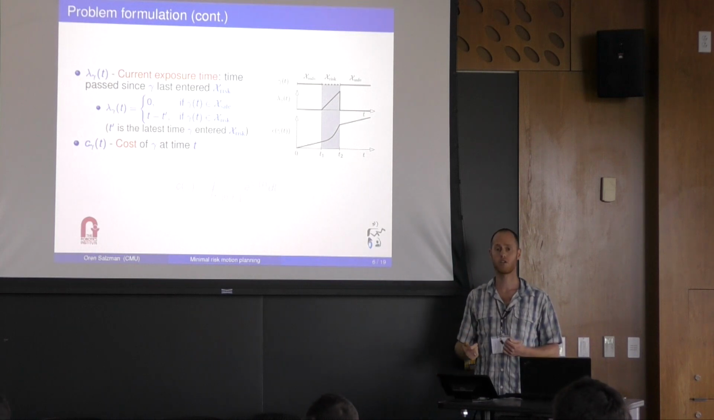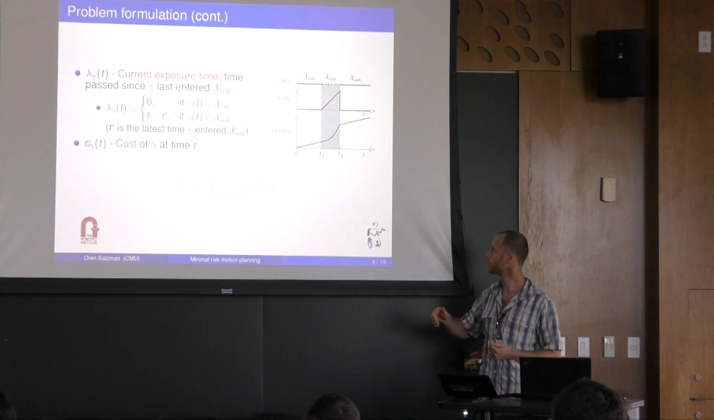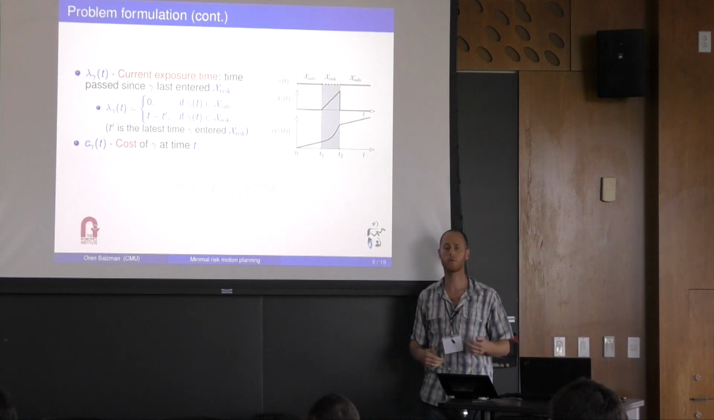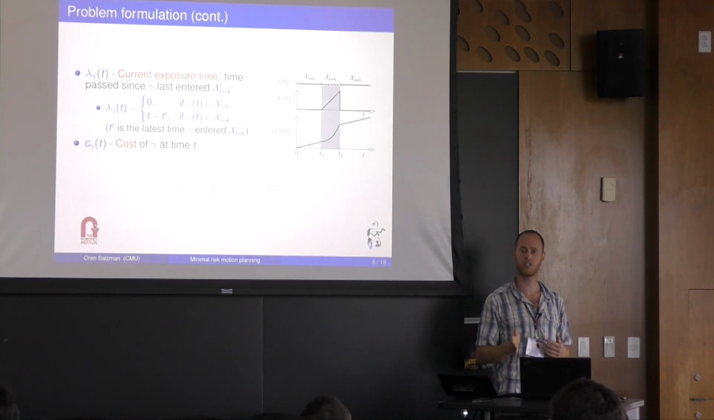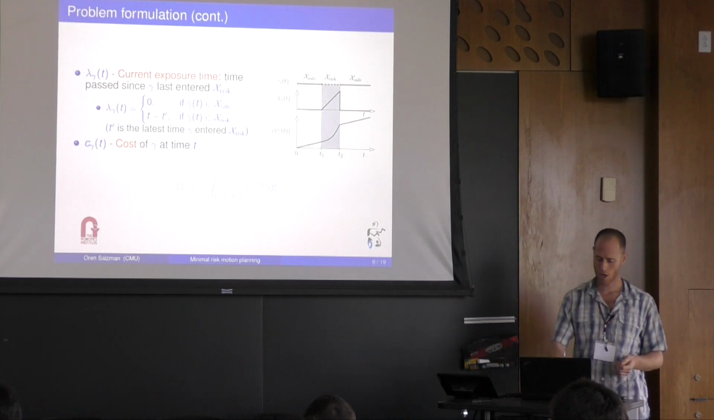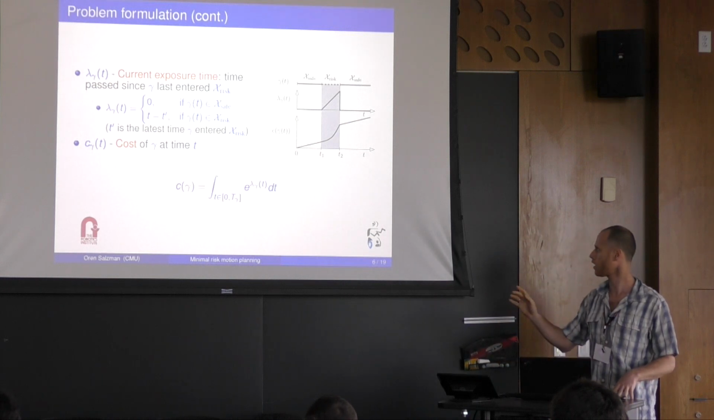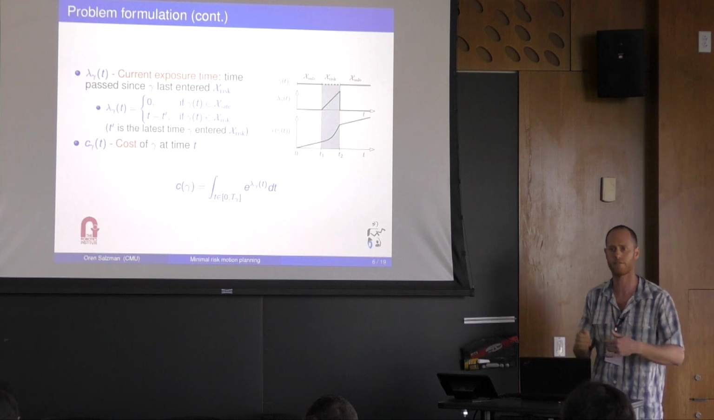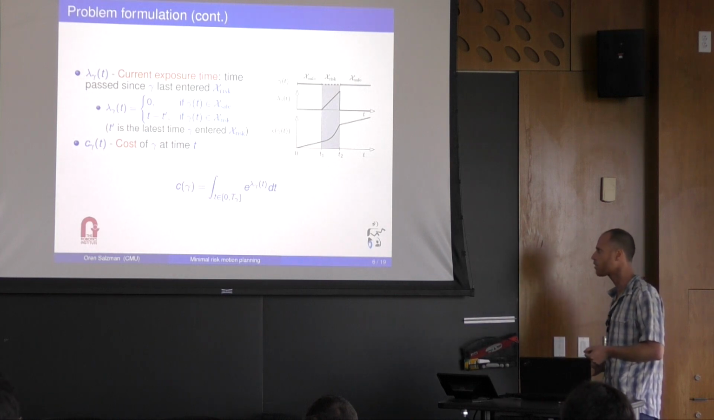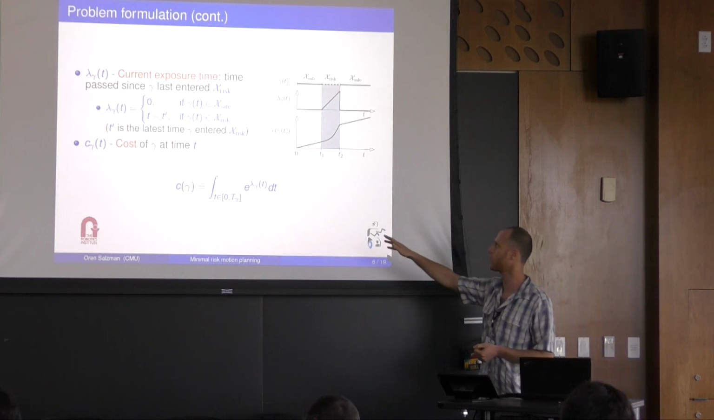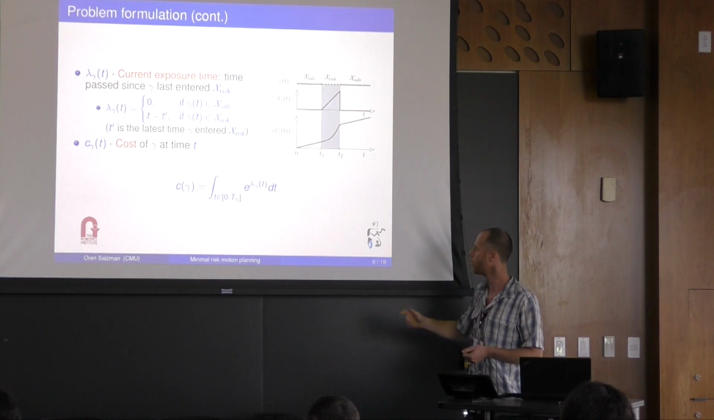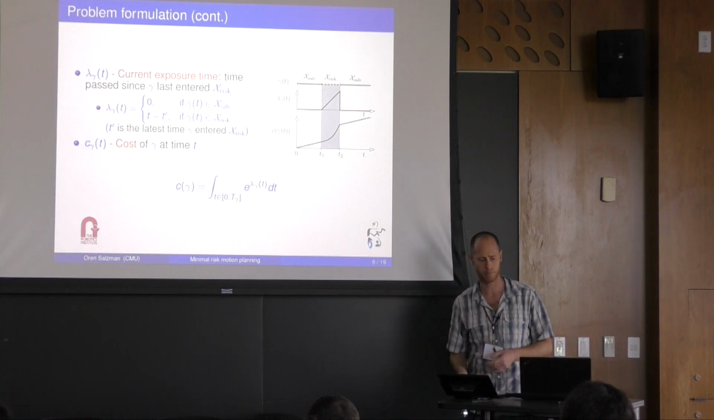When we enter the risk region, we want it to grow superlinearly, as we can see here. And then when we exit the risk region, we want it to continue to grow linearly. So the cost function that we present here, and this is one example, we have a generalization of this in the paper, is simply taking the exponent of the current exposure time of the trajectory taken.